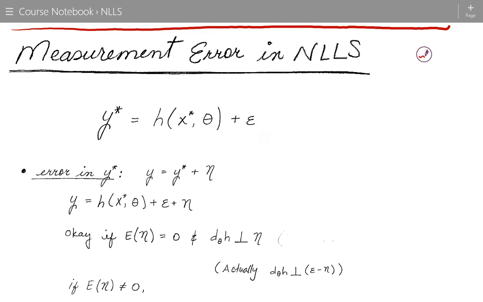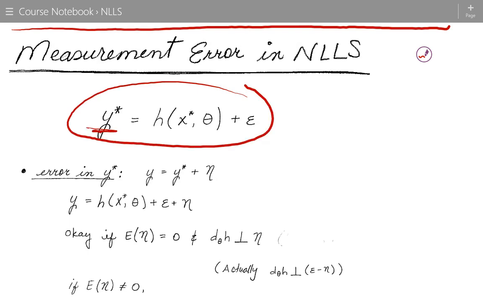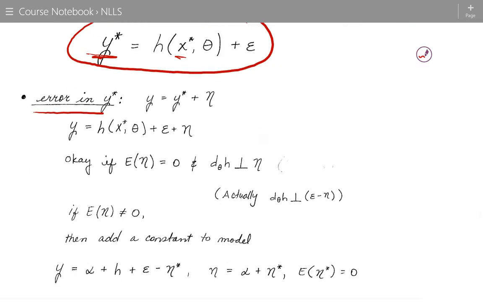And let's consider what happens when we have measurement error. We can think of the true underlying model as y star equals h of x star, where y star and x star are the proper true quantities. First, consider the error in the measurement of y star, where our measured y is actually equal to y star plus a measurement error eta.